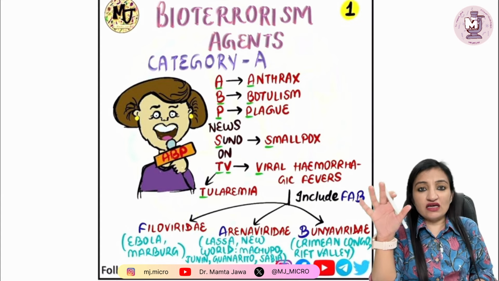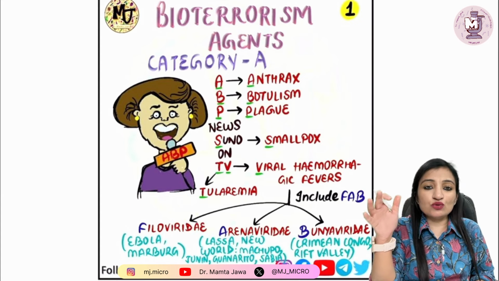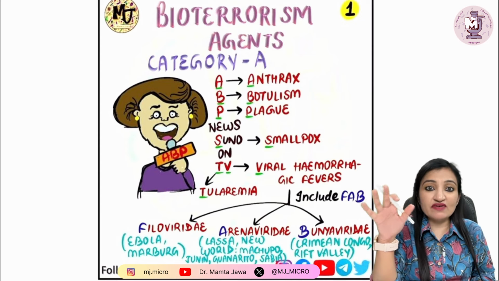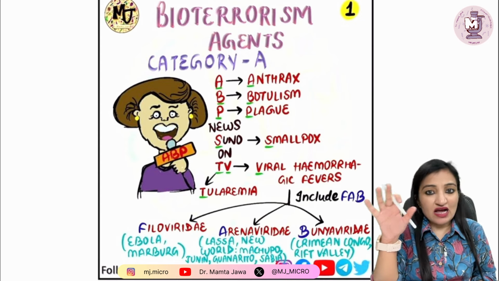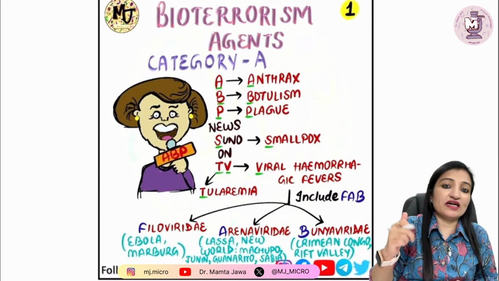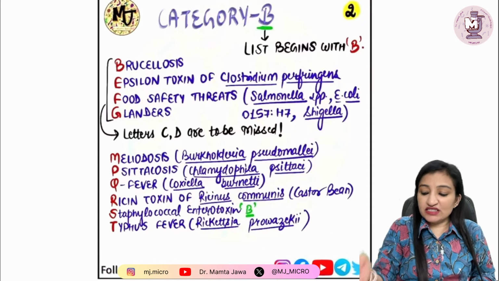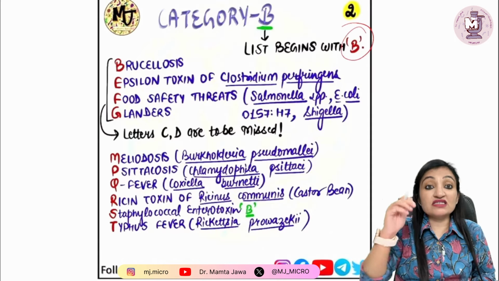So category A agents जो है ऐसे याद कर लो. ABP न्यूज़ सुनो on TV. एंथ्रैक्स, बॉटुलिज़्म, प्लेग, न्यूज़ से कुछ नहीं है, सुनो. स्मॉल पॉक्स on TV, टेलीविजन, तो टुलारेमिया और वायरल हेमरेजिक फीवर्स में ये सारे आते हैं. फाइलोविरिडे, एरेनाविरिडे, बुन्याविरिडे. कैटेगरी B एजेंट्स का नाम ही B से शुरू होता है, तो रिमेंबर B से ब्रूसेलोसिस.